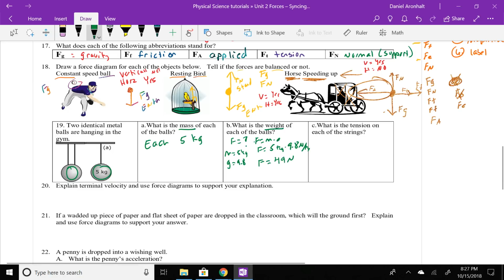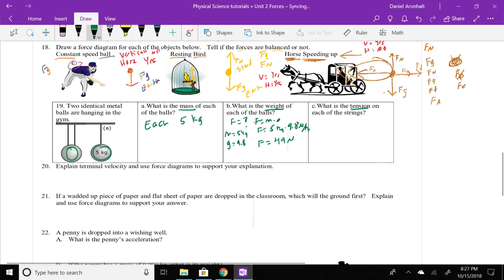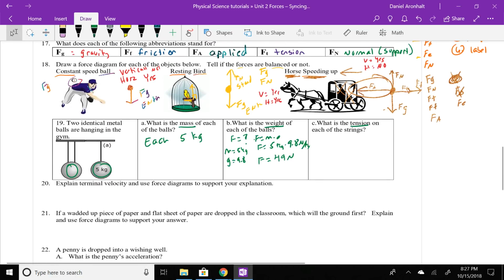Now, what is the force or the tension on each of the strings? The forces have to be balanced. Each of these is standing still, so each one has a balanced force. For each one, I have 49 newtons being pulled down. This first one has 2 strings coming up. If it's balanced, that means 49 newtons are being pulled down and 49 newtons are being pushed up.